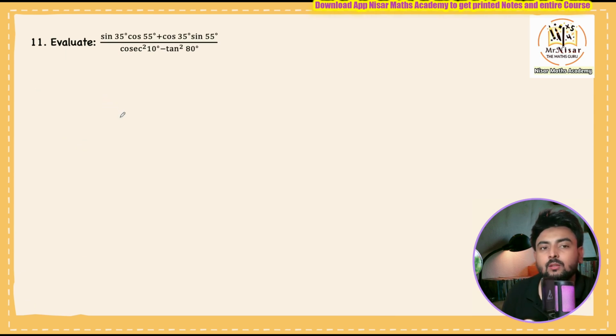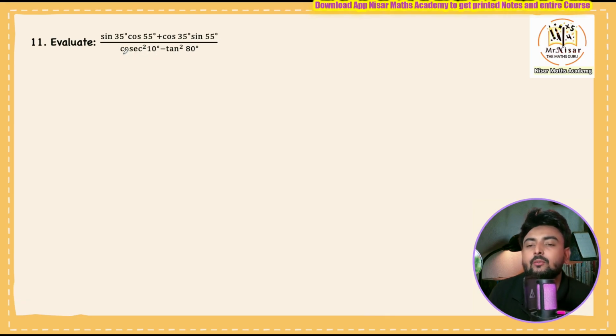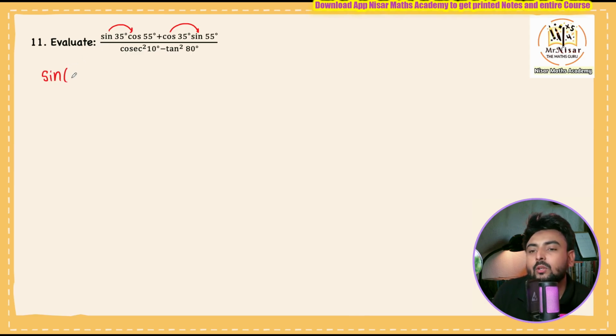Let's go ahead. The next question we have: sine 35 into cos 55 plus cos 35 into sine 55, upon cosec squared 10 minus tan squared 80. Children, here sine and cos, these both are complementary. So we'll convert any one of them. I'll convert here sine. For converting it into complementary, you should write in terms of 90 minus. So sine 35 means sine 90 minus 55 into cos 55, plus cos 35, I can write it as cos 90 minus 55 into sine 55.